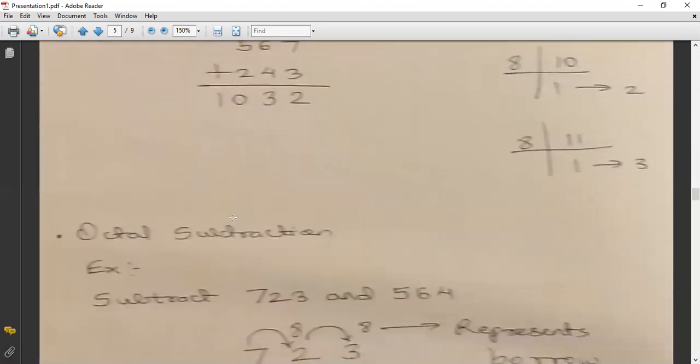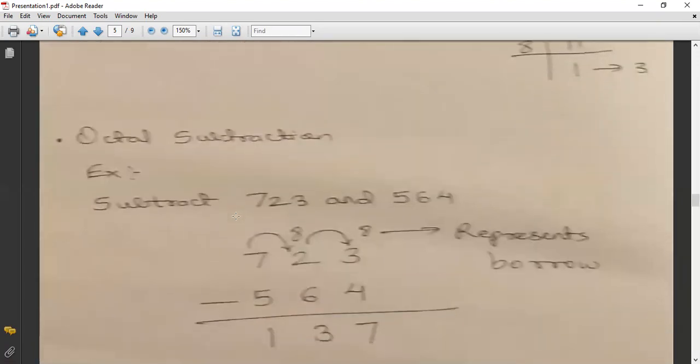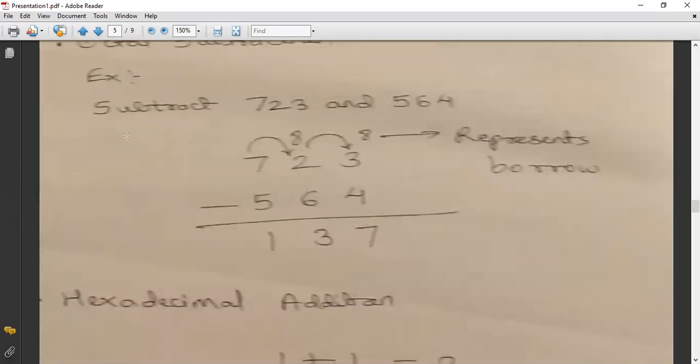Okay. Now let us understand octal subtraction. What we are going to do is write these numbers first. So 723 subtracted by 564. How are we going to perform subtraction here?